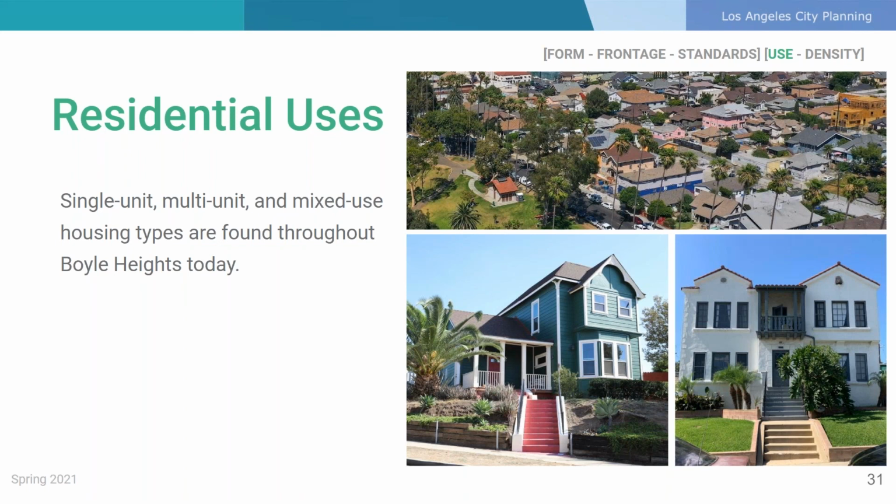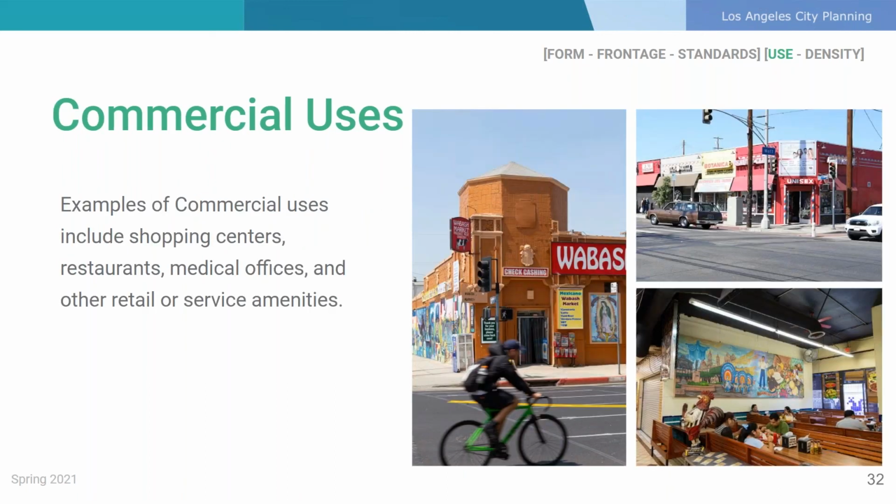Boyle Heights today is characterized predominantly by residential uses and includes various housing types for a variety of household sizes throughout the plan area. Residential uses can also occur within mixed-use developments, providing housing in combination with other uses. Commercial uses include things like shopping centers, restaurants, medical offices, and other retail or service amenities. Many local and regional serving businesses are found throughout the Boyle Heights plan area, often along corridors.